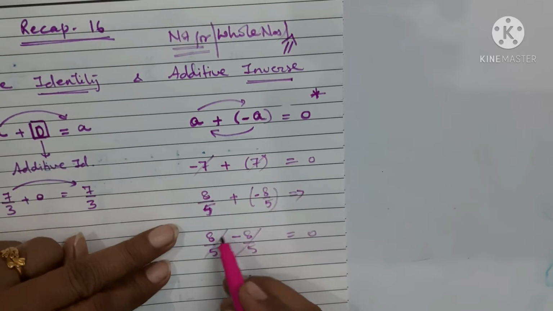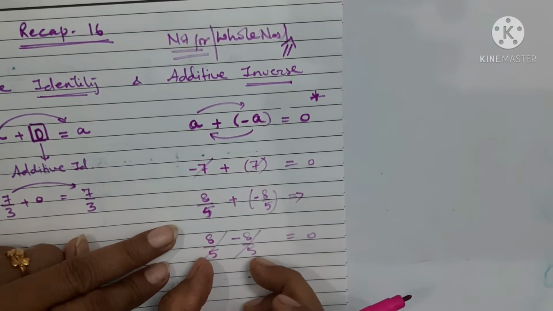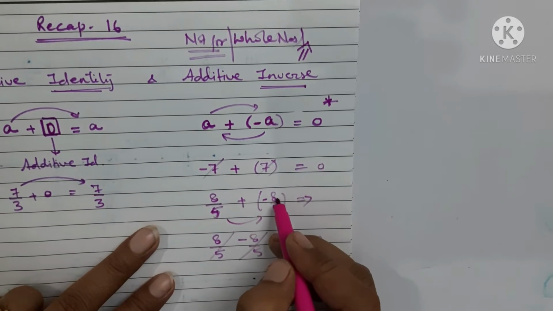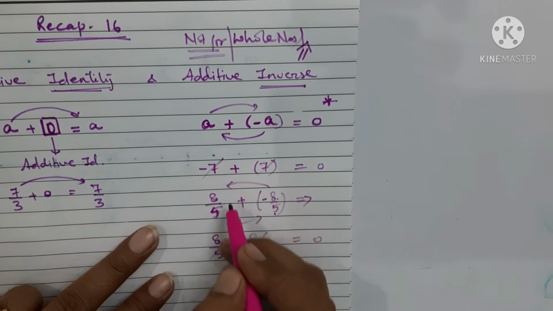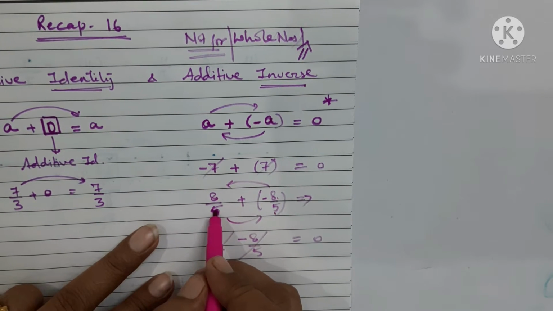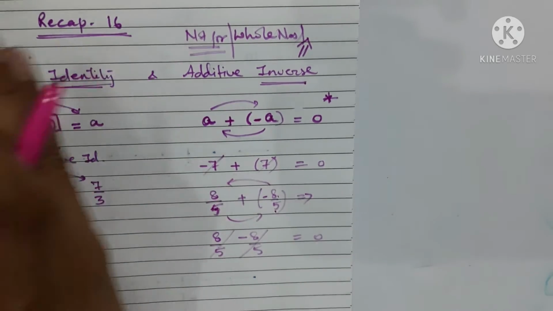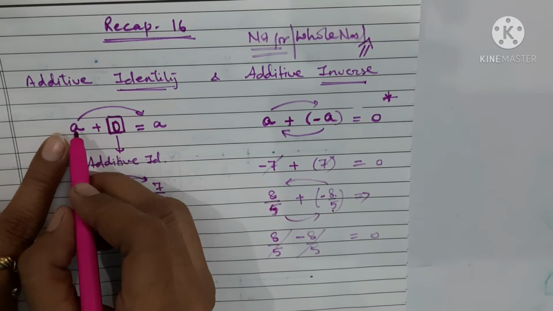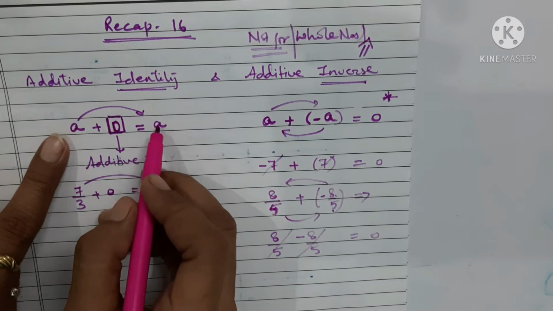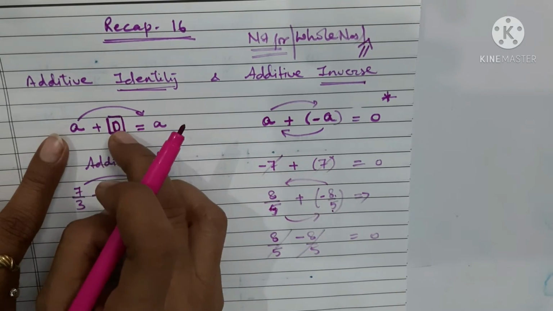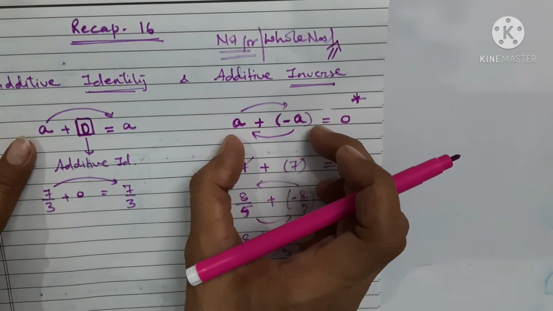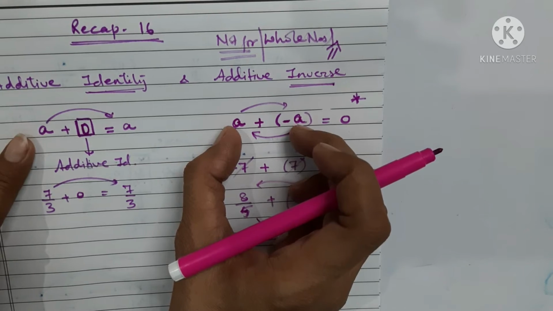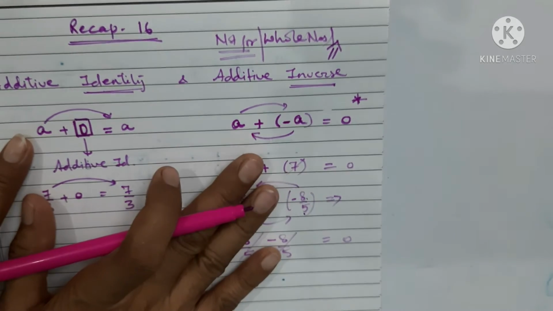What does it show? It shows that you have two numbers, and when you add them, the sum is 0. It means 8 upon 5 is the additive inverse of minus 8 by 5, and minus 8 by 5 is the additive inverse of 8 upon 5. This is the difference between the two. In additive identity, any number when added to 0 remains the same, that is why 0 is the additive identity. Whereas when two numbers are added together and you get 0 as the sum, the two numbers are additive inverses of each other. This is the main difference.